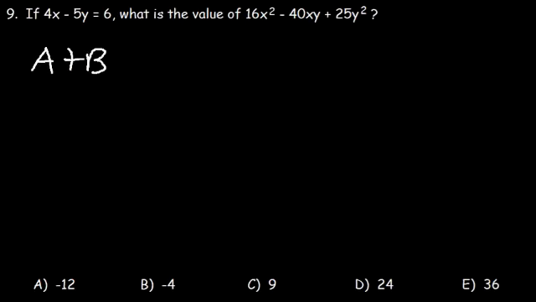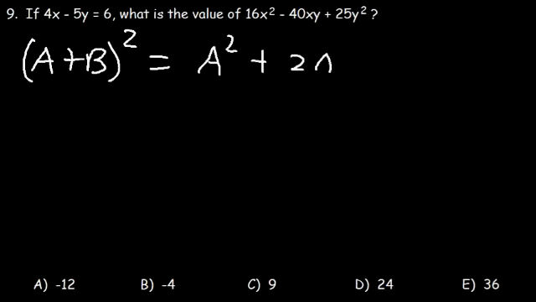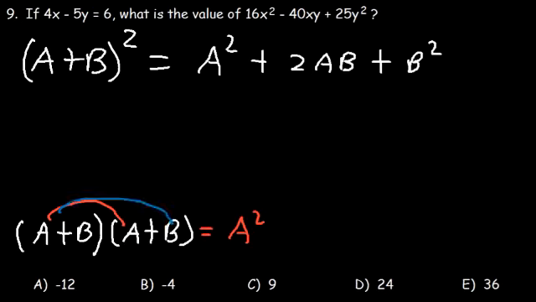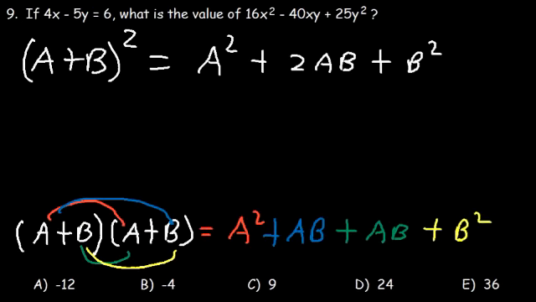a plus b squared is equal to a squared plus 2ab plus b squared. So here's the proof. a plus b squared is the same as a plus b times a plus b. So if you were to FOIL this expression, a times a is a squared, and a times b is ab, and then b times a is also ab, and then b times b is b squared. So we can add the two terms in the middle, and ab plus ab is 2ab.